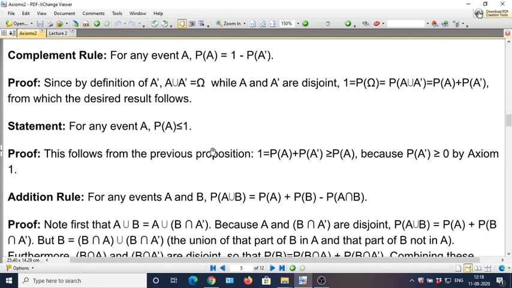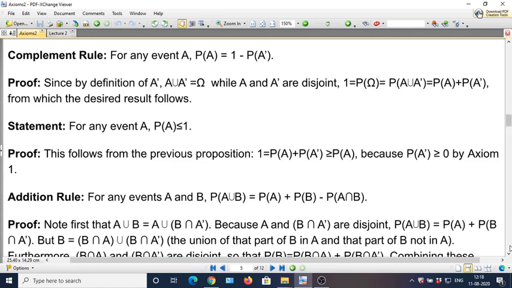This follows from the previous proposition that 1 equals P of A plus P of A complement. So this quantity has to be greater than or equal to P of A, because P of A complement takes a value greater than or equal to 0. By dropping this, what we see is that P of A has to be less than or equal to 1.